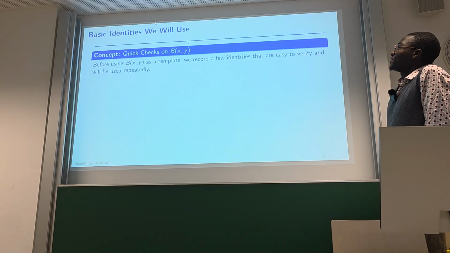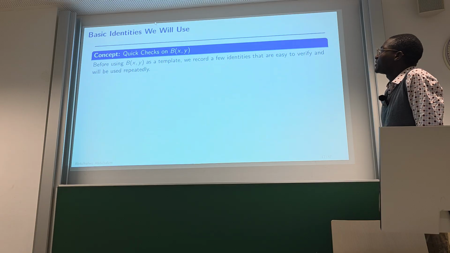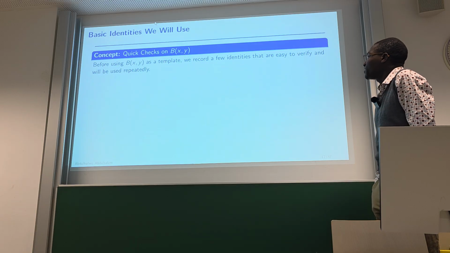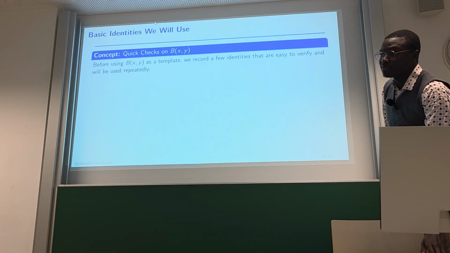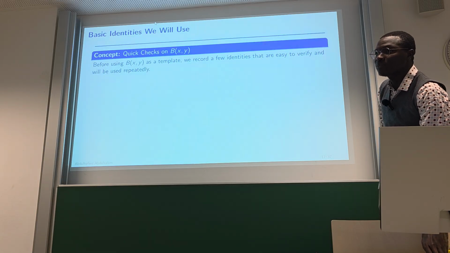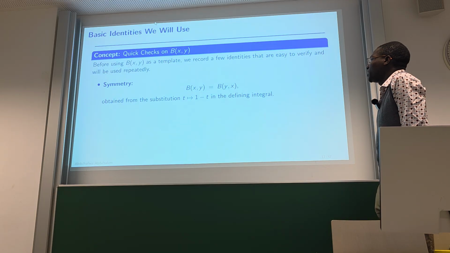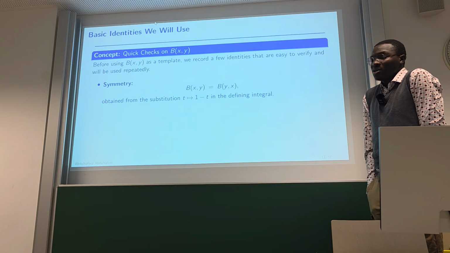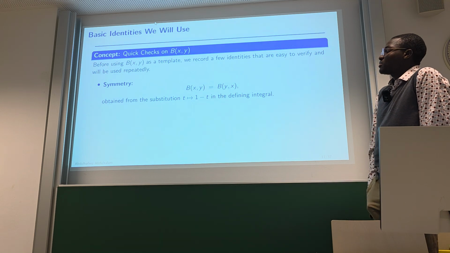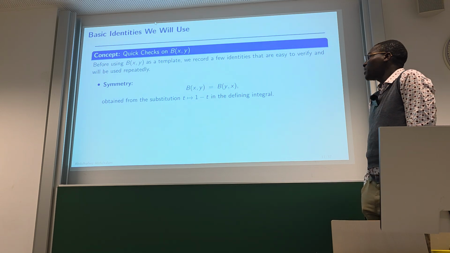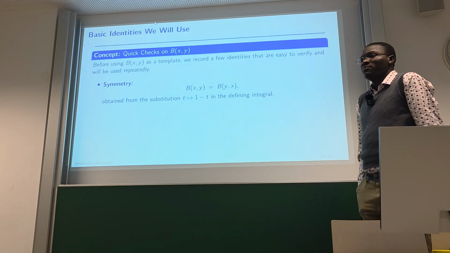Basic identities we will use. Before using beta(x,y) as a template, we record a few identities that are easy to verify and will be used repeatedly. We proved this the other time, if you could recall. The first one is on symmetry. Beta(x,y) is beta(y,x). And we showed this by making the substitution u equals 1 minus t, if you could recall. You would be able to observe that beta(x,y) is beta(y,x).